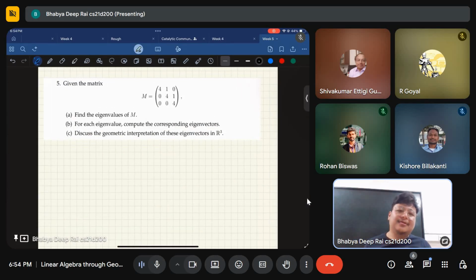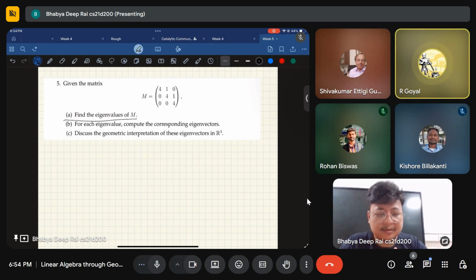So here's the question: given the matrix M, find the eigenvalues of M. Try this question, or just let me know if you want me to try it. Well, if you don't know the technique, then you need to find what is called the characteristic polynomial.